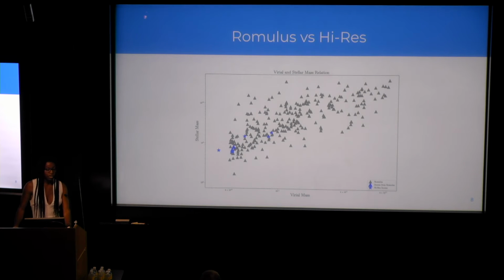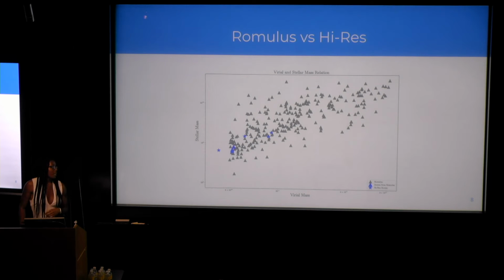And so here is an image of a comparison of Romulus to the high resolution simulations. Basically, all of the gray triangles that you see are all of the different LMCs, or isolated LMCs, from Romulus. And we were able to cross-examine from the Romulus database and the Zoom database galaxies which matched up from each database, if that makes any sense.